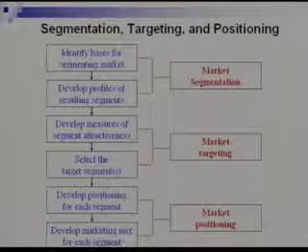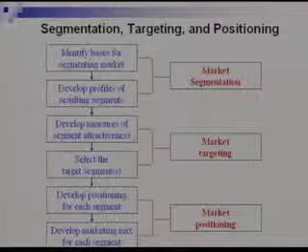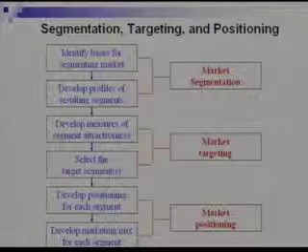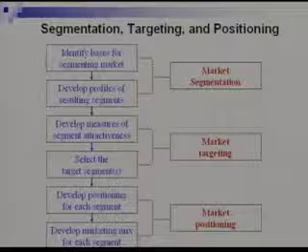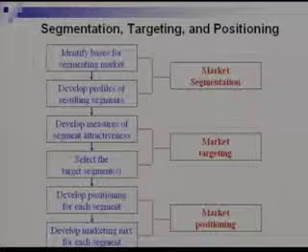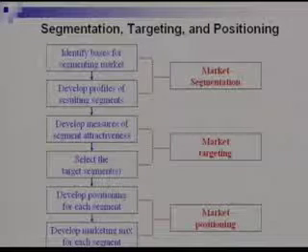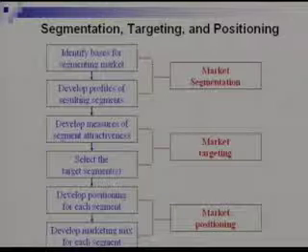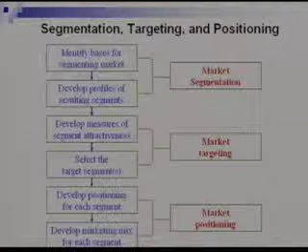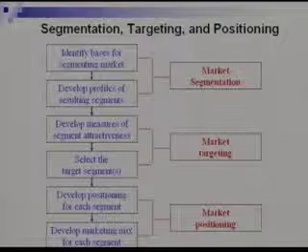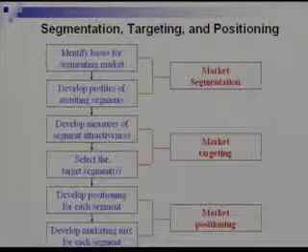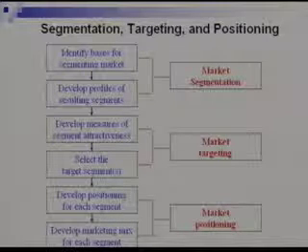So the steps are, first of all, market segmentation. This is where we'll identify bases for segmenting the market, in other words, figuring out how we want to divide it up, and then developing profiles of the segments. Then we move into targeting, where we're going to develop measures of segment attractiveness and then choose the segments that we're interested in. And then finally positioning, where we're going to create a positioning statement, an image for that particular product for the target market that we're interested in. So let's begin to look at these steps individually.